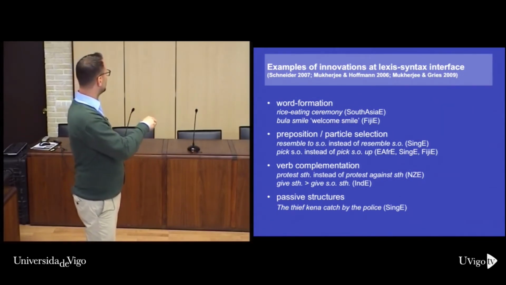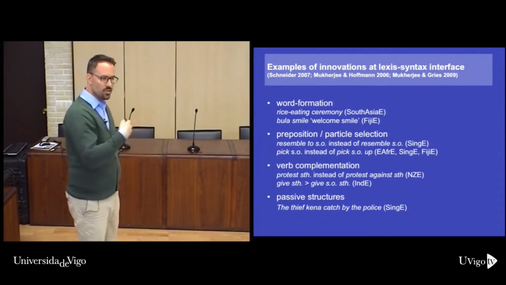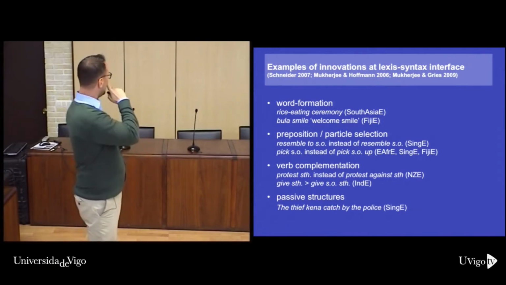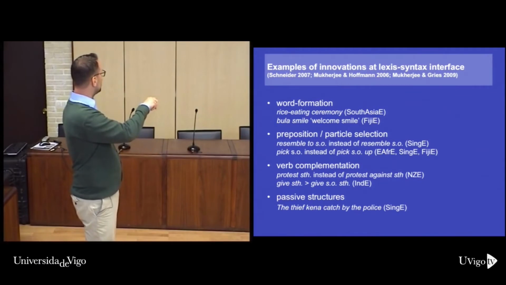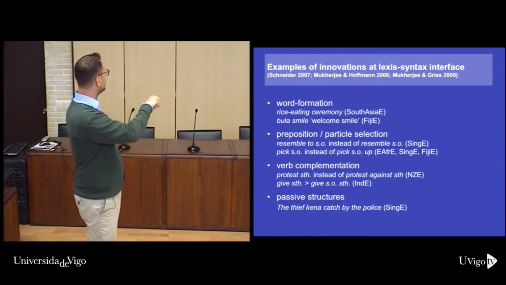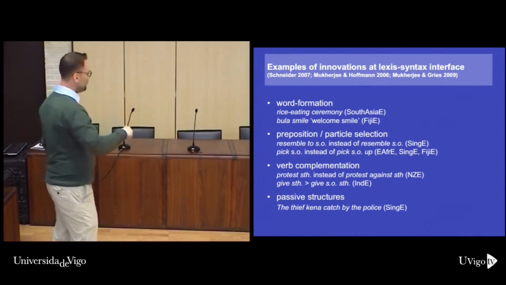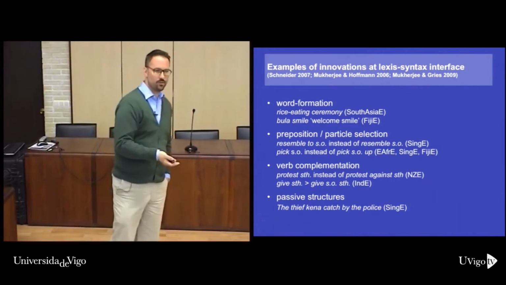Verb complementation: protest something instead of protest against something, and that's New Zealand English, and give something instead of give someone something. We talked about this, that the recipient in Indian English is less focused and not often verbalized. And sometimes even passive structures, a keener passive in Singaporean English: the thief cannot catch by the police, which means the thief was caught by the police. Okay? Innovative structures, and all of these to varying degrees popping up in these varieties.